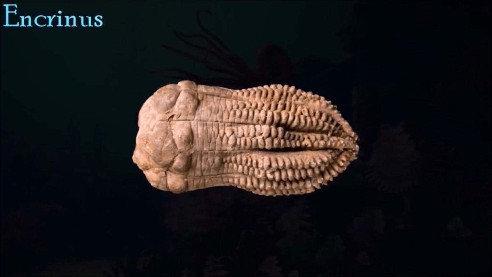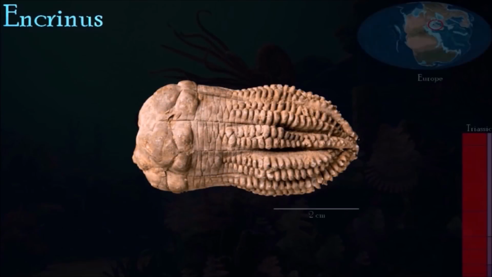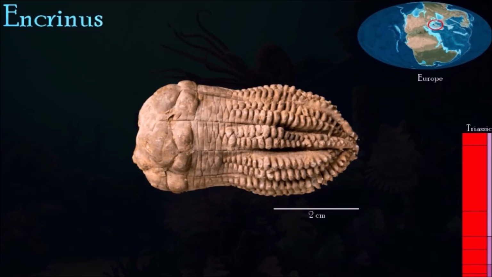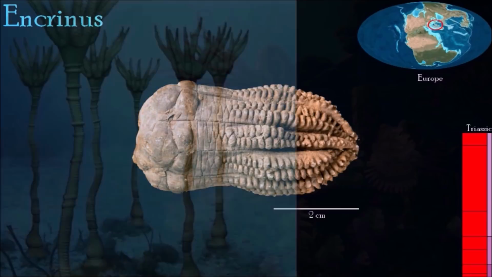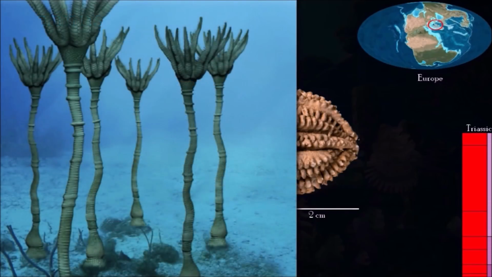Encrinus was a crinoid with a large cup consisting of 3 circlets of plates. The cup displays 5-fold symmetry and the base is slightly concave. It was topped by 10 arms, which would have borne many smaller branches called pinnules. When the arms and pinnules were splayed, they formed a feeding fan.